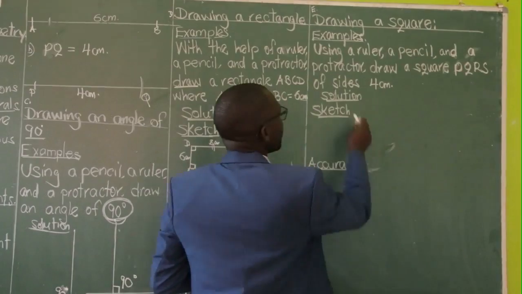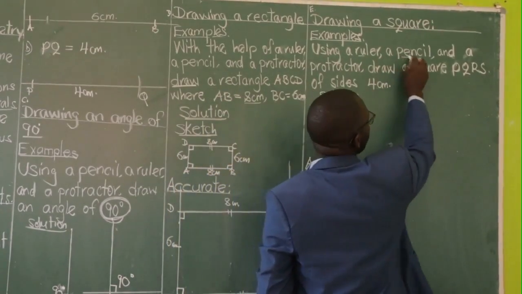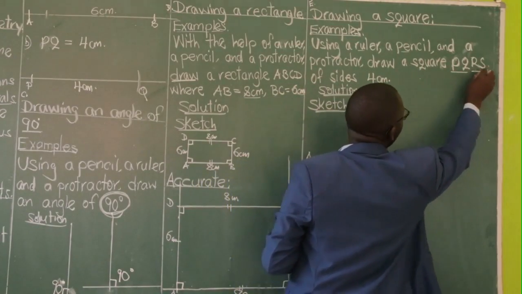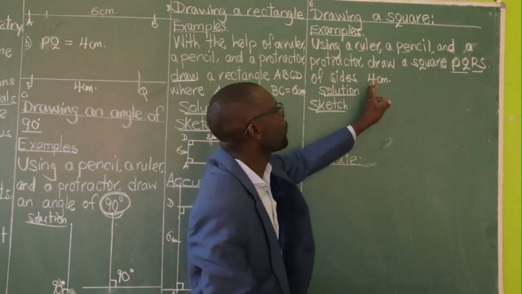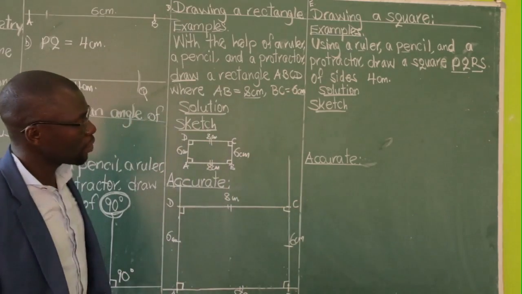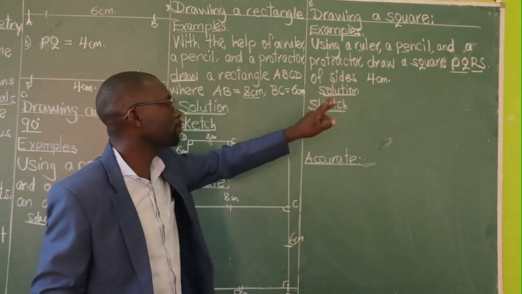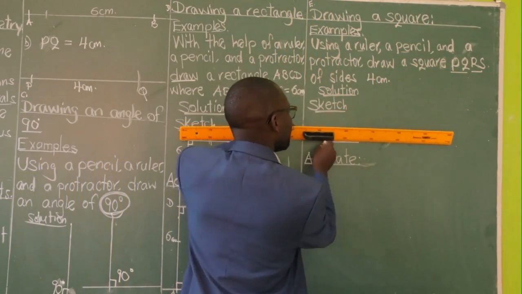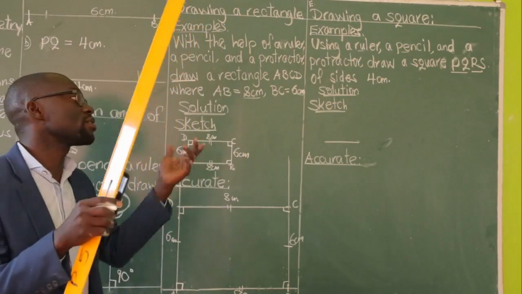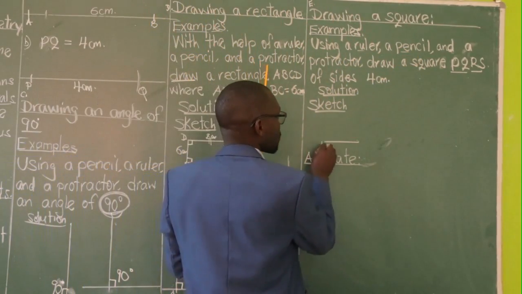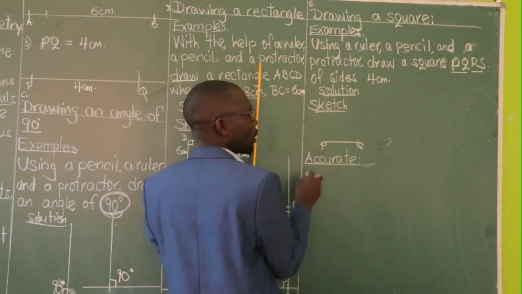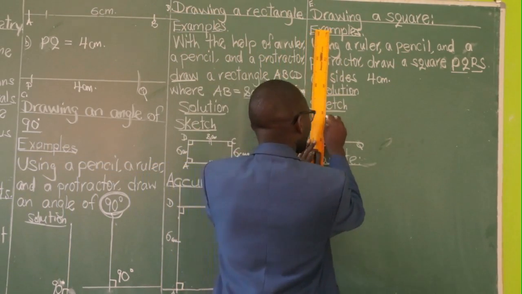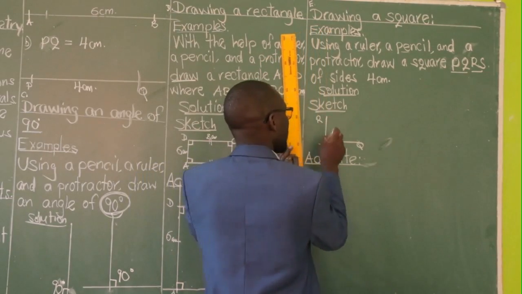Drawing a square. Using a ruler, a pencil, and a protractor, draw a square PQRS of sides 4 centimeters. Of course, before we draw an accurate square, we are going to have a sketch. What are the properties of a square? The first one is all sides are equal. All sides of a square are equal. So if this is P, Q, and this one now will be R. So this is a sketch.